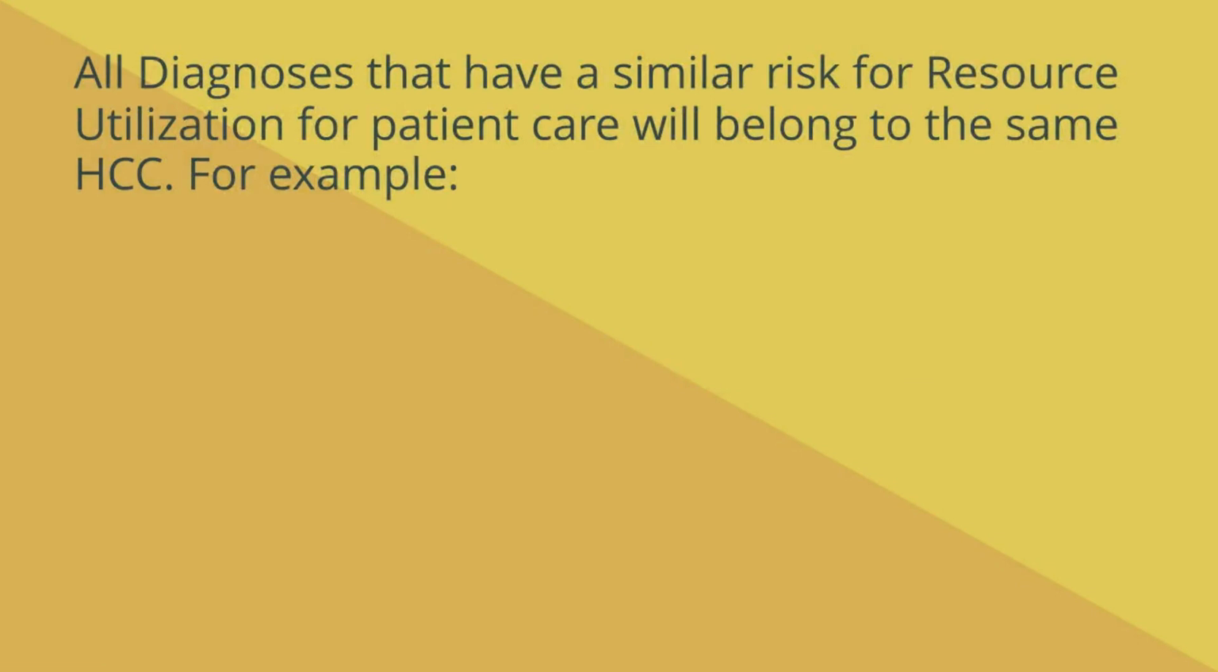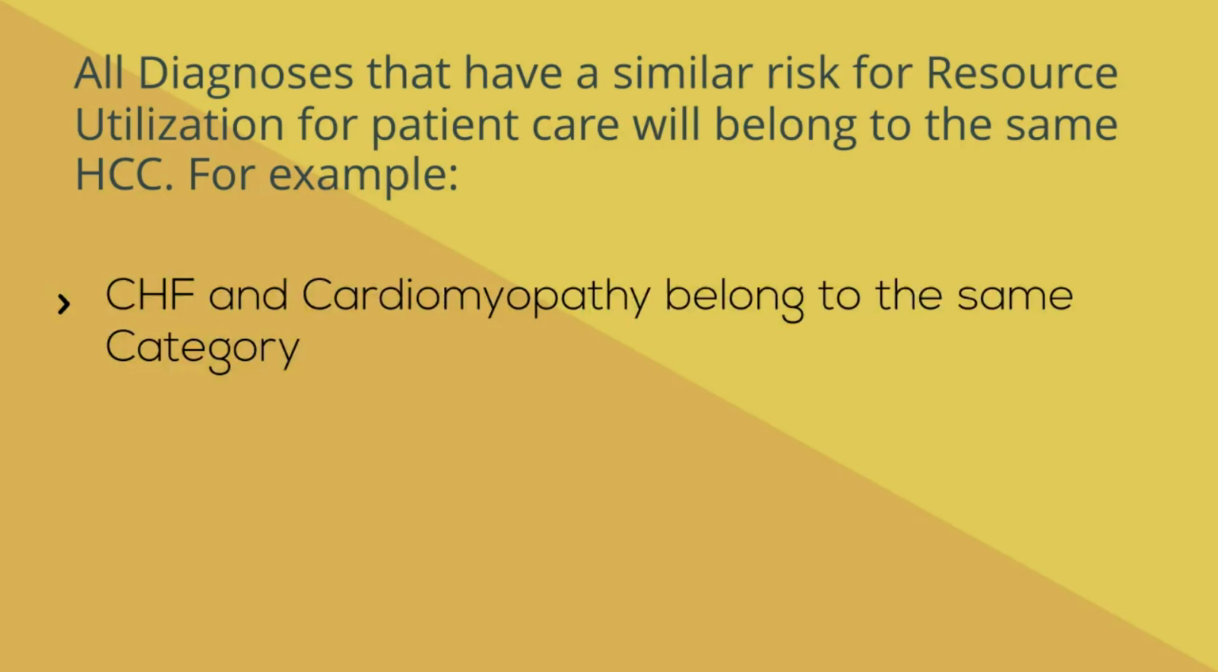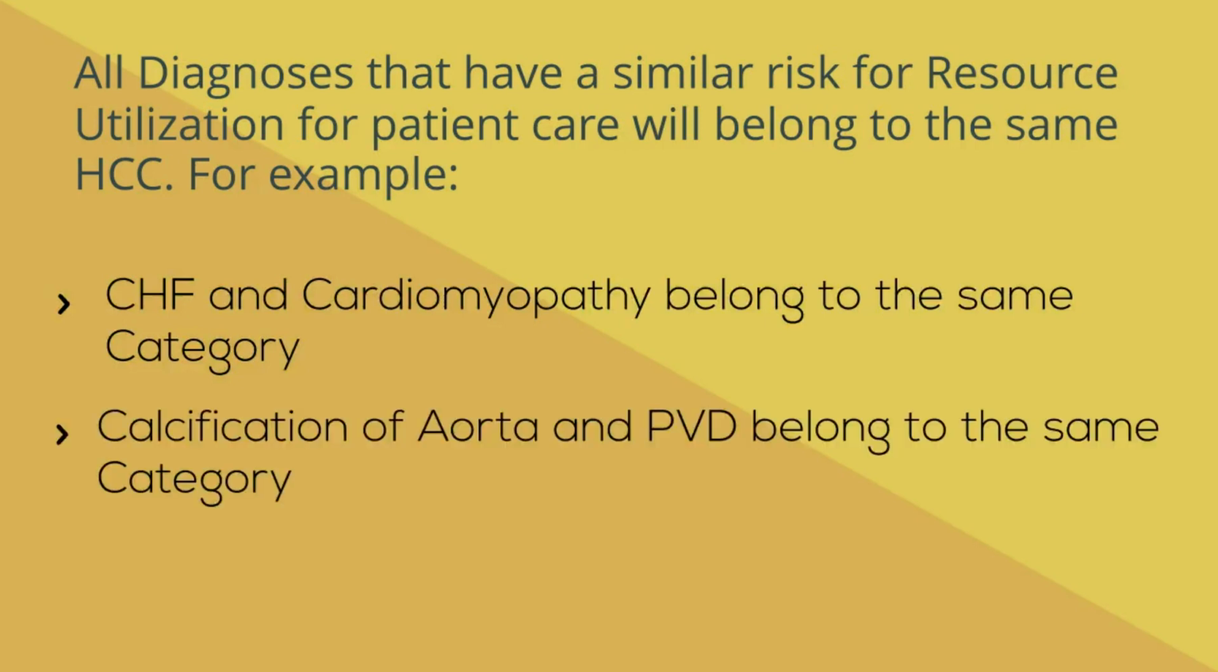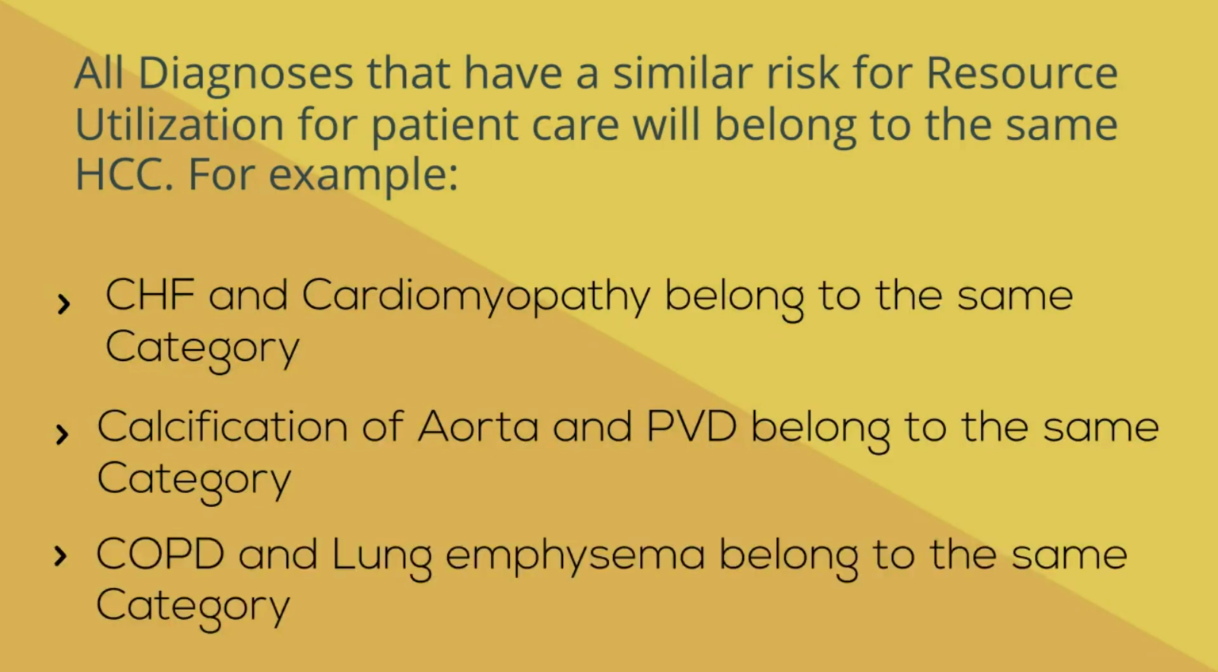All diagnoses that have a similar risk for resource utilization for patient care belong to the same HCC, which is assigned a value or score associated with that risk. For example, congestive heart failure and cardiomyopathy belong to the same HCC. Calcification of aorta and peripheral vascular disease belong to the same HCC. Chronic obstructive pulmonary disease and emphysema of the lung belong to the same HCC, meaning they are assigned the same RAF score.